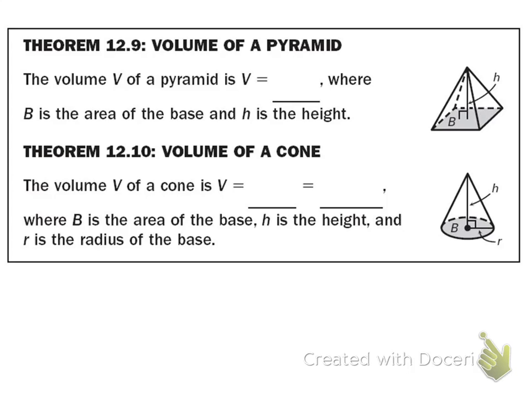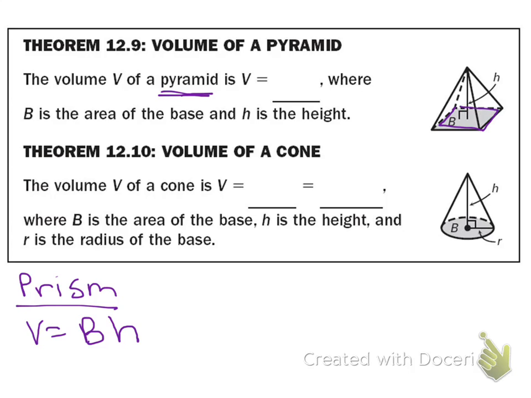If you remember from previous lessons, let's review the volume of a prism. A prism is a polyhedron with two bases, and to find its volume, all we did was find the area of the base and multiply it times the height. So let's look at our pyramid. In our pyramid, we only have one base.